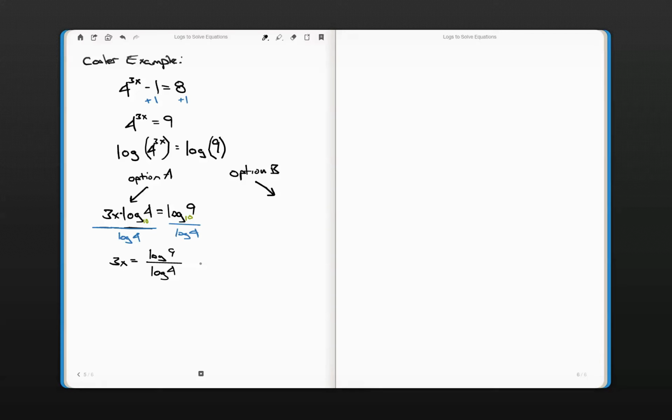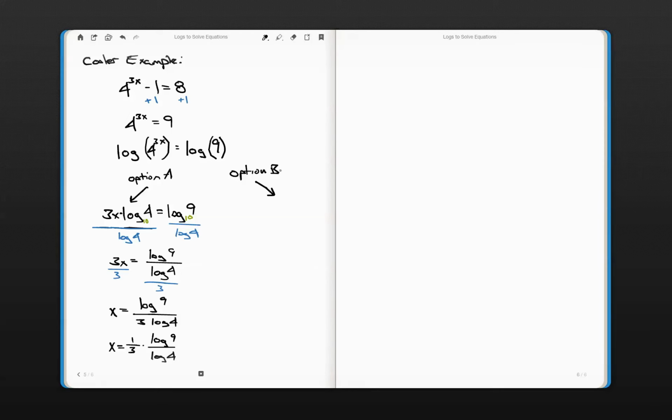the log of 4. And then I can divide by 3, right, because I want to get the x by itself. So divide both sides by 3, divide this whole thing by 3, and this is x equals the log of 9 divided by 3 times the log of 4. All right, fine. Another way to write that is x equals 1/3 times log of 9 divided by the log of 4.